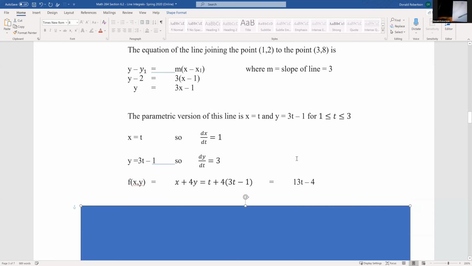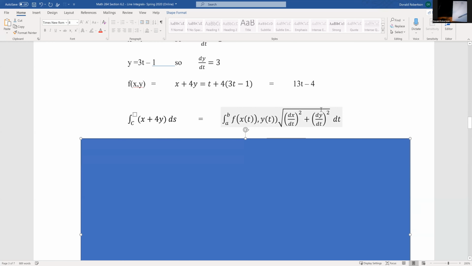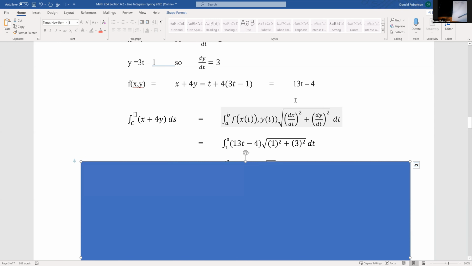Right, that's all the building blocks. Put them together now. There's the generic equation. This is it in this example. You go from 1 to 3. This bit here is the f of xy, and this bit here is all that square root stuff.